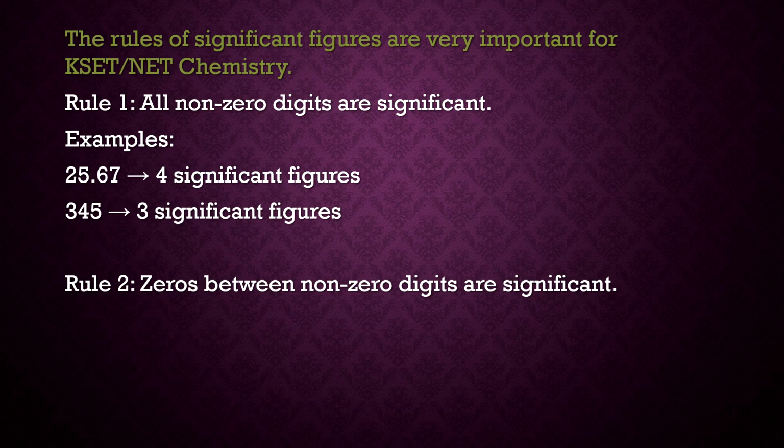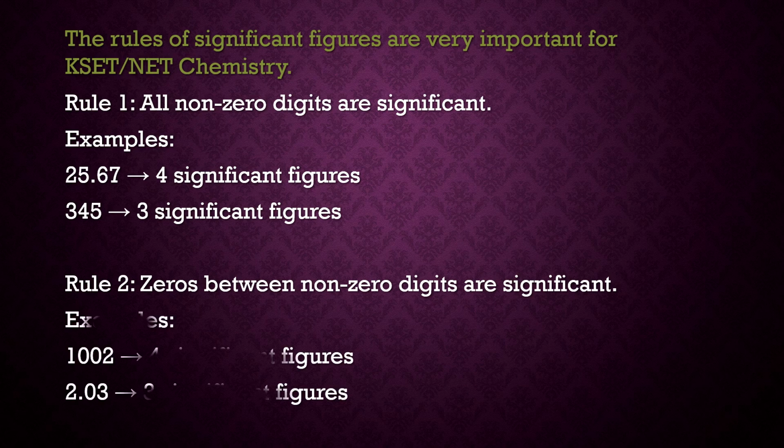Okay. Rule 2. What does rule 2 say? Zeros between non-zero digits are significant. Let's say the example 1.002. This has four significant figures because zeros between non-zero digits are significant. Here 1 and 2 are non-zeros, and the zeros are between them. So in total it will be 4 significant figures. Here 2.03, also the 0 is in between non-zeros. So 3 significant figures.